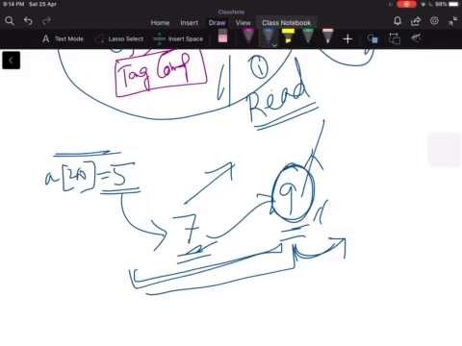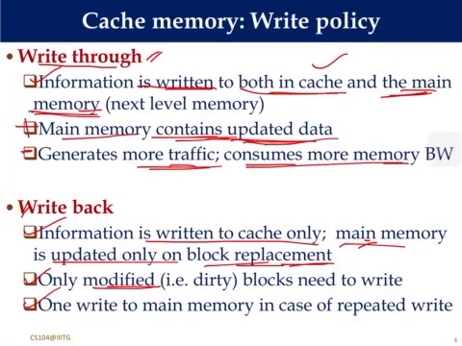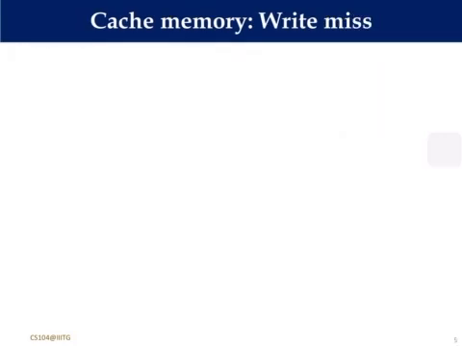Of course, this cannot be done in every situation. There are some complications, but to make the thing simple, suppose this is the scenario where we are changing it quite often, and we are using the write back policy. Then we can combine all these writes and make only one write to the main memory, right? That's what is written over this statement: one write to main memory in case of repeated writes, right? Okay. Now let's see what happens in case of a cache miss.